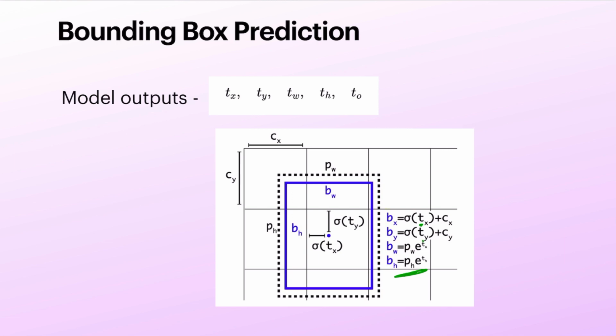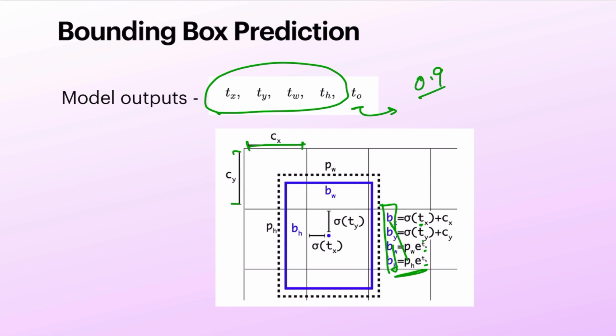TX, TY, TW, TH. These are predictions from the network. Now we are using these along with the anchor boxes and the offset values to get the final box prediction. So this blue box is my final box, and T naught will give me whether this particular box contains any object or not, how confident it is. If this is 0.9, that means it is 90% confident that there is an object in this blue box. So this is how the bounding box prediction happens.